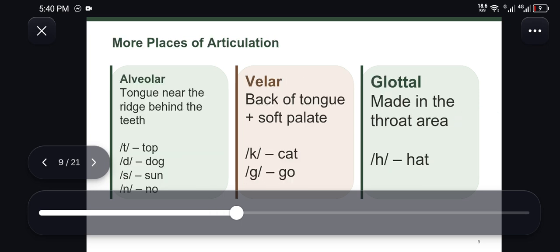More places of articulation are alveolar, velar, and glottal. When we say alveolar, it is the tongue near the ridge behind the teeth. And the velar is the back of the tongue plus the soft palate. Glottal is made in the throat area. When we pronounce the word hot, there is airflow in our throat.